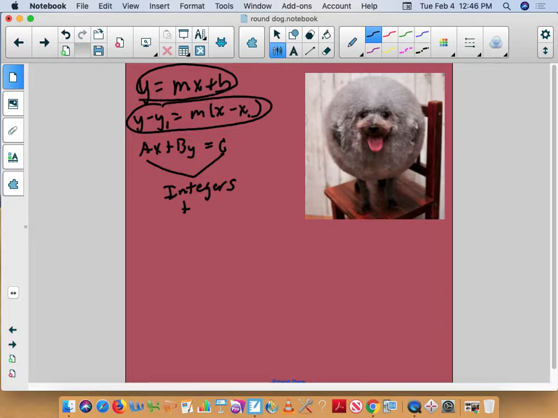For the standard form, all of them have to be integers, and the Delta Math practice for the test, is that also all we would need to know for the test? You'll have way more than you need to know for the test.